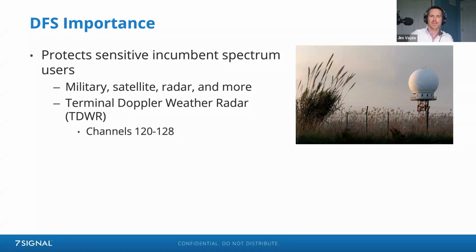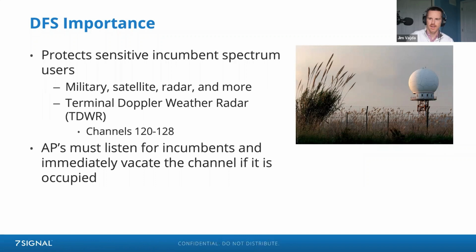One of the most common ones, though, and probably best understood, is terminal Doppler weather radar, and those use channels 120 through 128. These are ground-based weather radars with a pretty limited range, and they're installed near commercial airports. Their purpose is to detect very localized wind shear, because the effect wind shear has on airplanes can be pretty serious.